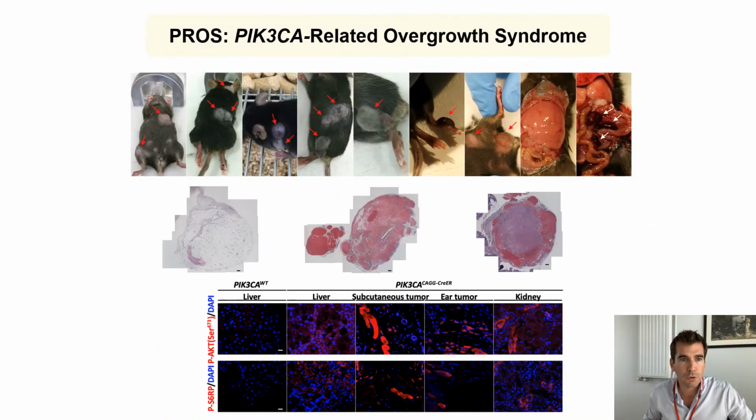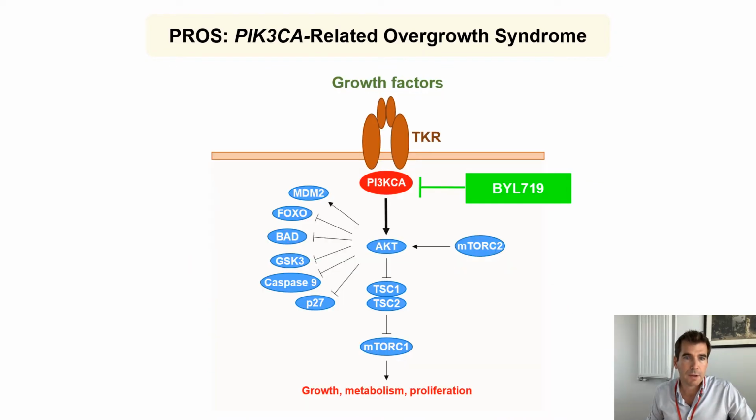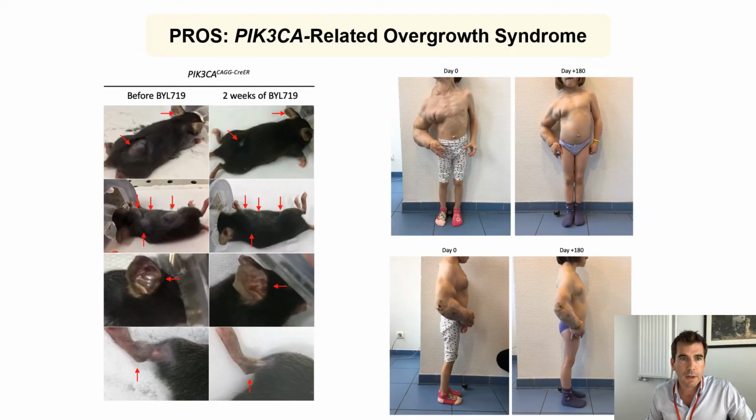And a few years ago, we created the mouse model of PIK3CA alpha-related overgrowth syndrome that recapitulates faithfully the patient phenotype and identified BYL719, which is now called Alpelisib. It's an approved drug in oncology, in breast cancer, and demonstrated its efficacy in our preclinical mouse model and in a few patients, in 19 patients, and now we are about to report the outcome of 57 patients in the PIK3CA clinical trial.